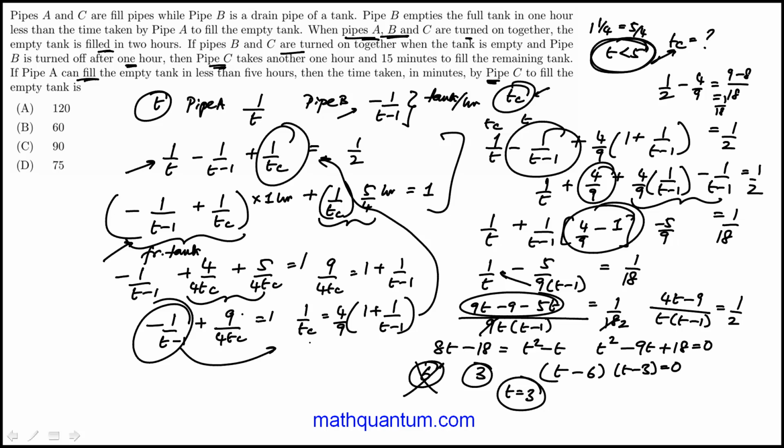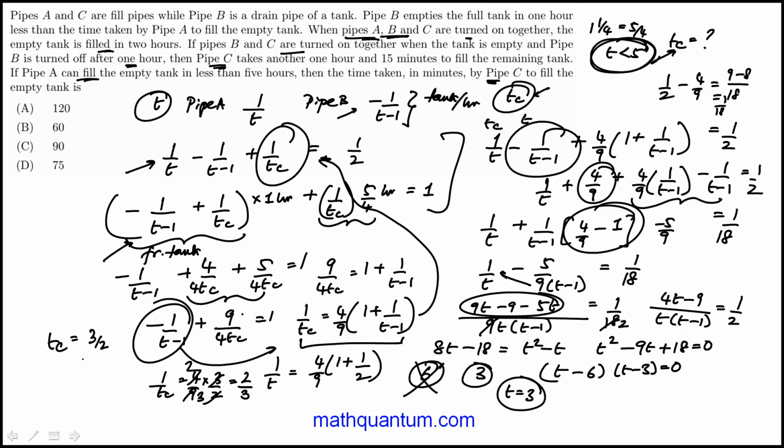And the goal is to eventually find t sub c. So we will use that relationship. So that becomes 4/9. I know it's kind of getting messy here. 1 over 2, and this is 1 over t c. So that's 4/9 times 3 over 2, so it's 2/3, which means t sub c is 3 over 2 of an hour. So that's 1.5 hours, which is 60 minutes plus 30 minutes. So in minutes, it would be 90 minutes, which is choice C.